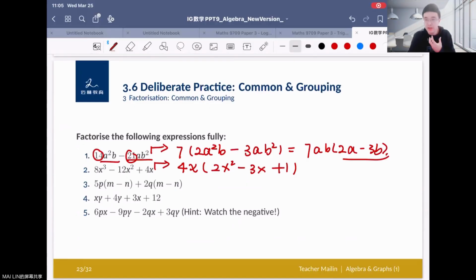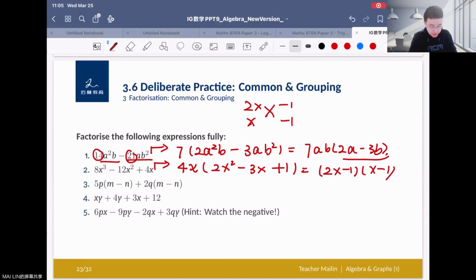But now you can also find that 2x squared minus 3x plus 1 can still be factorized. You can first divide the 2x squared into 2x and x, and for 1, you can divide it into negative 1 and negative 1. So the formula here is 2x minus 1 times x minus 1. This is the second formula.